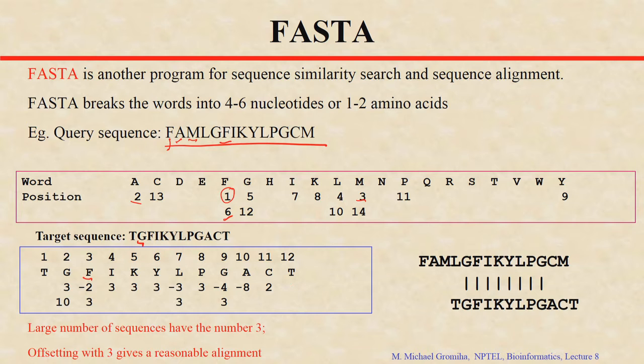Then we look at these numbers and find many with 3. If there are many numbers with 3, it means that if you offset one sequence by 3 residues, you can get the probable alignment. So if you offset the sequences by 3, you get a good alignment between sequence 1 and sequence 2.